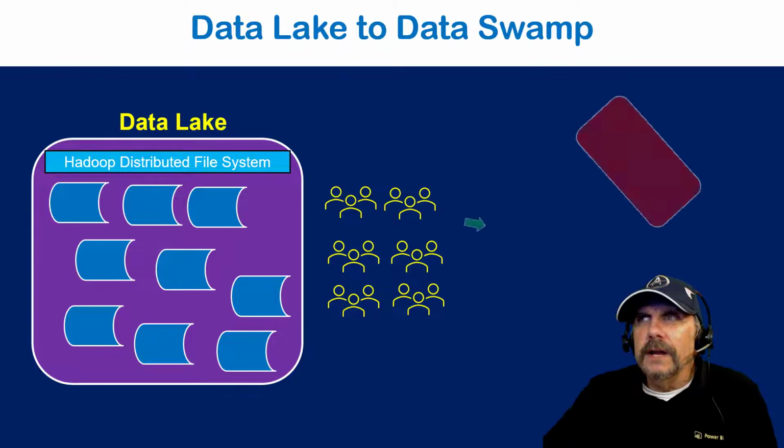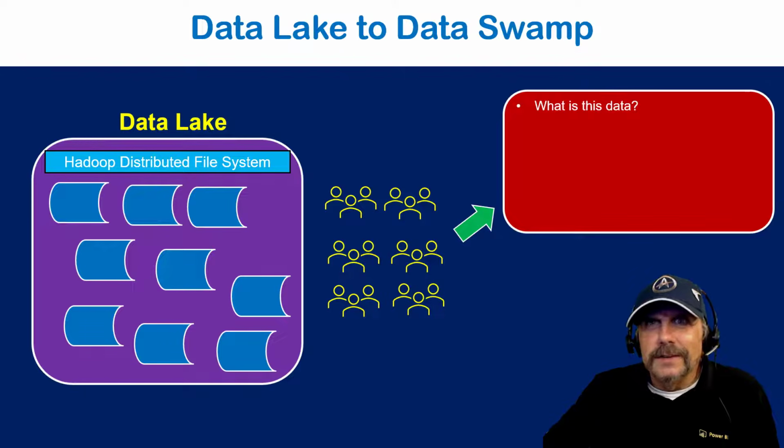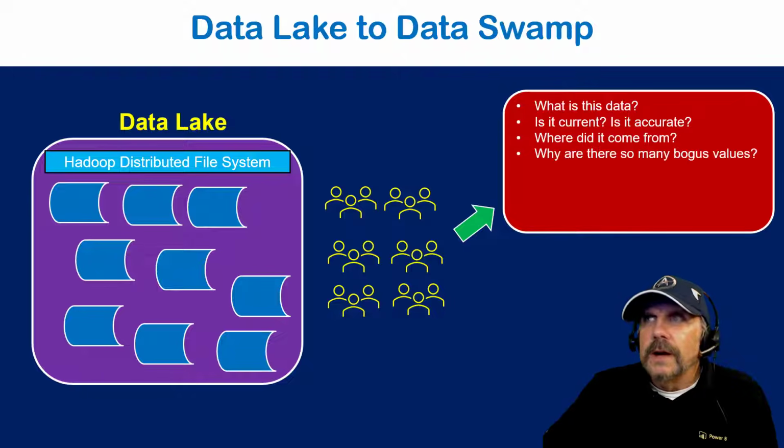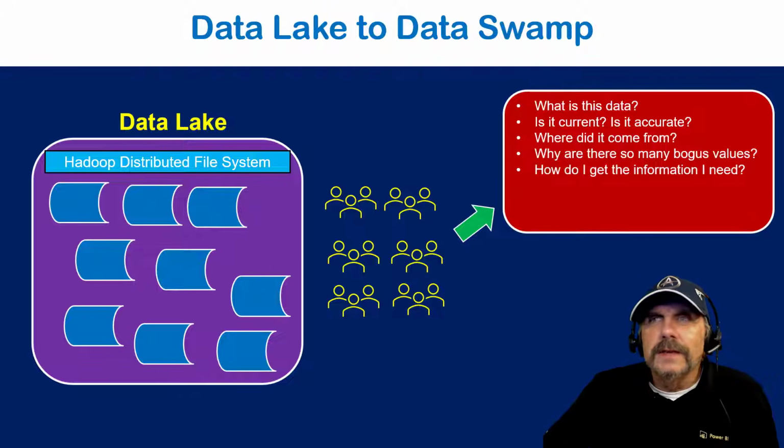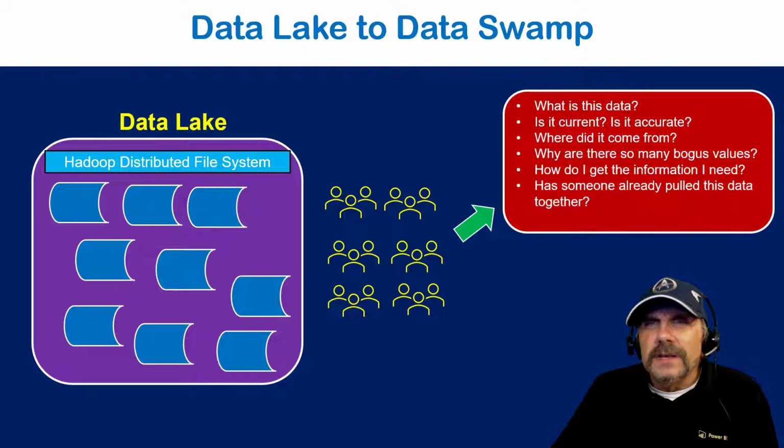Problem. Eventually they started asking questions like, what is this data? It was put out a year ago and the guy left. What happened? What is this? Is it current? Is it accurate? Where did it come from? Why are there so many bogus values in the data? How do I get the information I need? And has someone already gotten this data I need together so I can just use it?